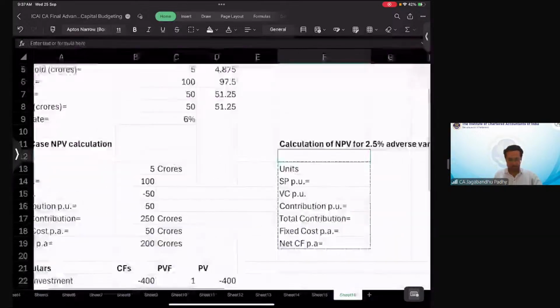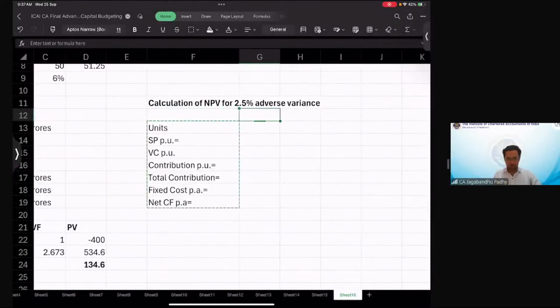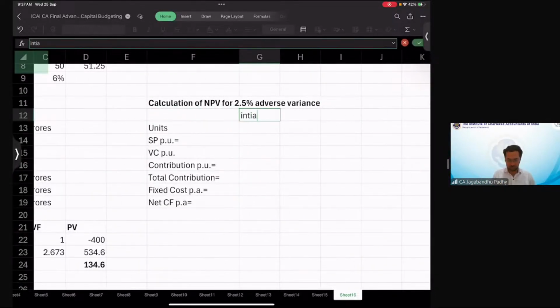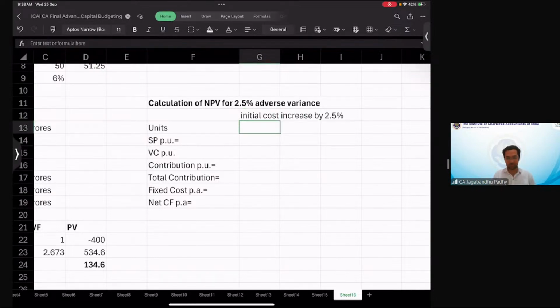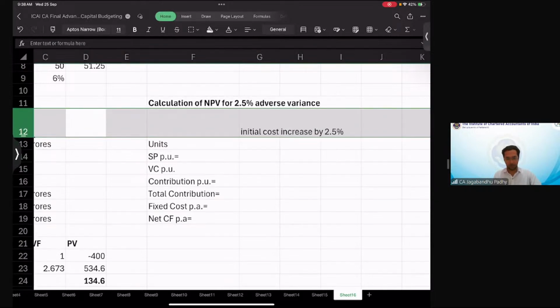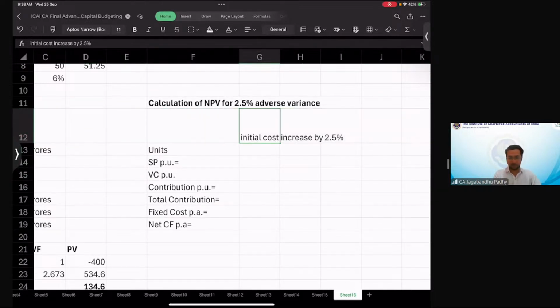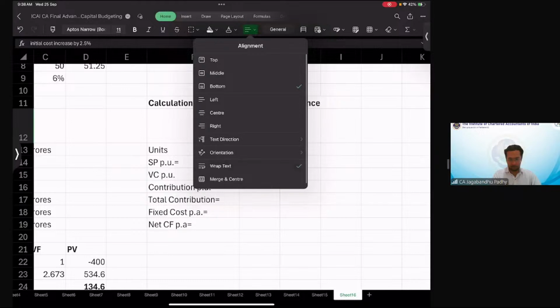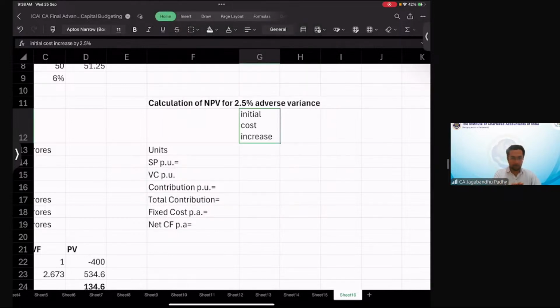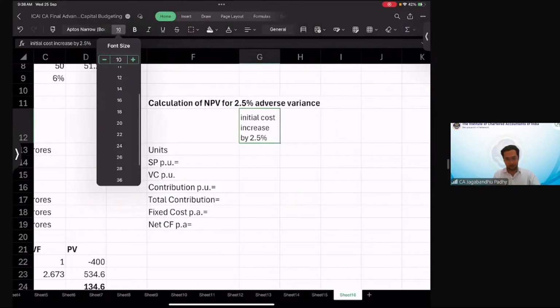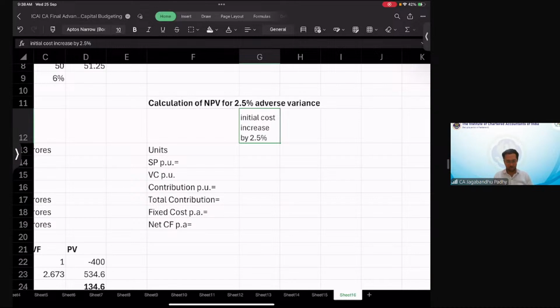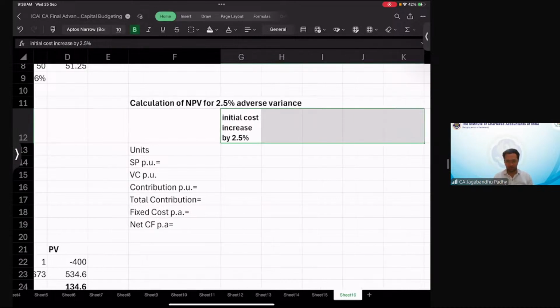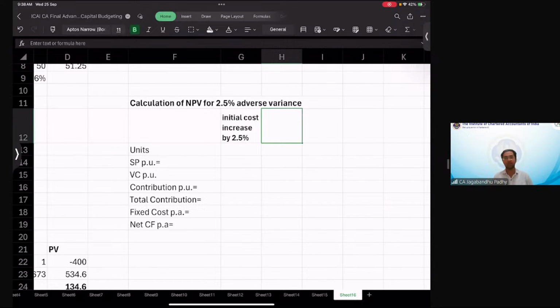Now, first we say initial cost getting changed, right? The first case, initial cost increased by 2.5%. So we are going to look at the multiple cases. One is the initial cost getting increased by 2.5%.